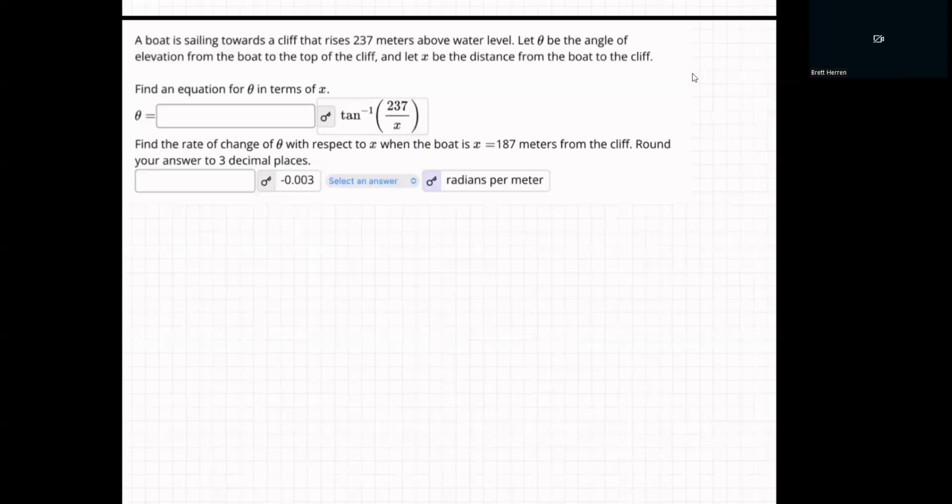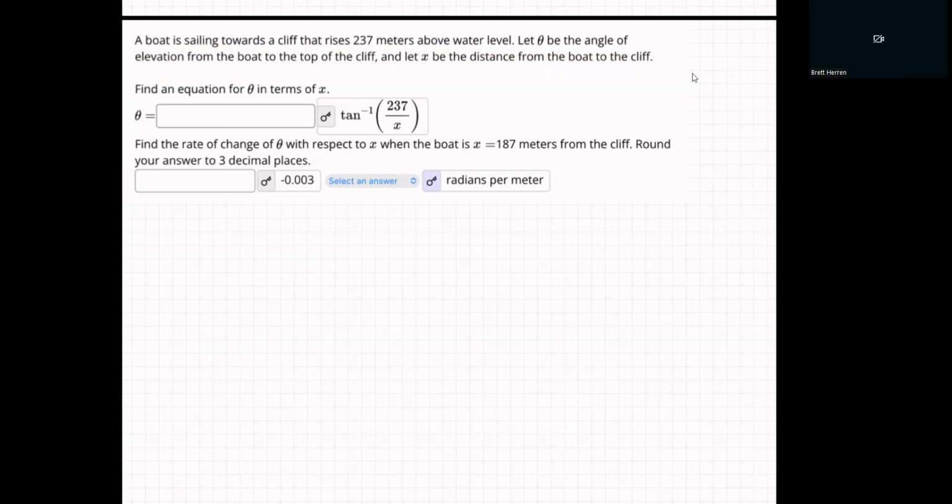Welcome to an example, in which we have a boat sailing towards a cliff that rises 237 meters above water level. Let theta be the angle of elevation from the boat to the top of the cliff, and let x be the distance from the boat to the cliff. Well, a picture will help a lot.